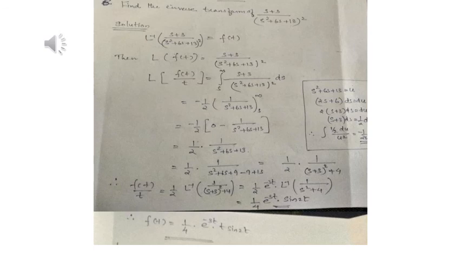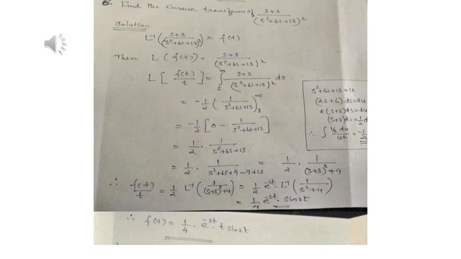Okay, so we substitute in the answer, that is minus 1 by 2 into 1 by u. Instead of u, it is s square plus 6s plus 13. Okay, and the limit from s to infinity. Minus 1 by 2 we have taken outside.